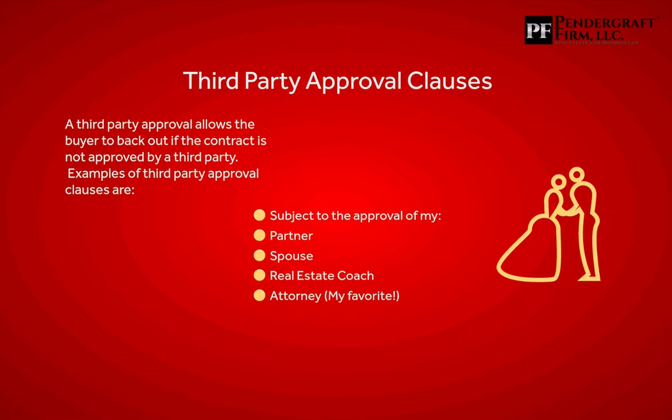Third-party approval clauses. A third-party approval clause allows a buyer to back out if the contract is not approved by a third party. Examples of third-party approval clauses are: subject to the approval of my partner, my spouse, my real estate coach, or my favorite one, subject to the approval of my attorney.